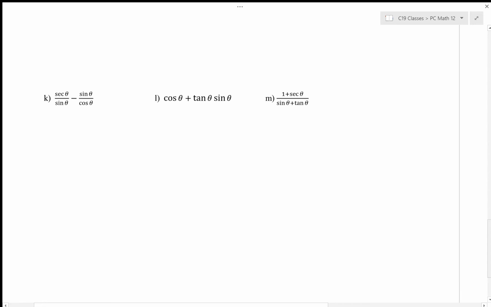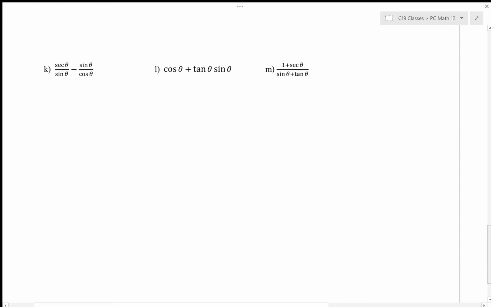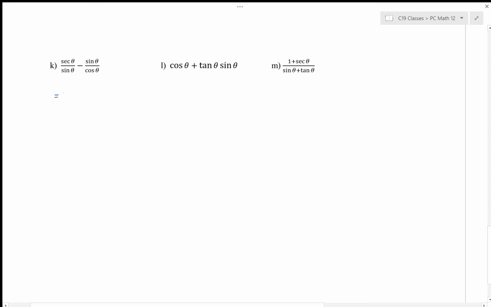Okay, so I'm going to do K and M. And let's see what K looks like. So K is not good right now, but this is a good one to show what I do with the fraction math as I'm working through. So with K, first of all, I'm going to change that secant to 1 over cosine. Actually, let's just leave it that way. What I'm going to do first is I'm going to need a common denominator, and the common denominator is going to be sine theta times cosine theta.